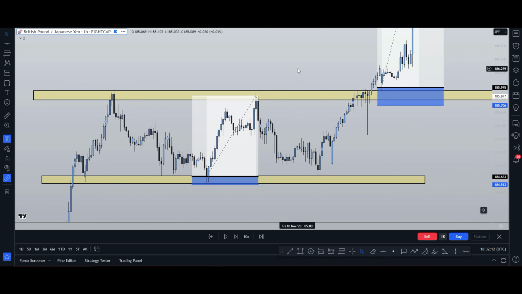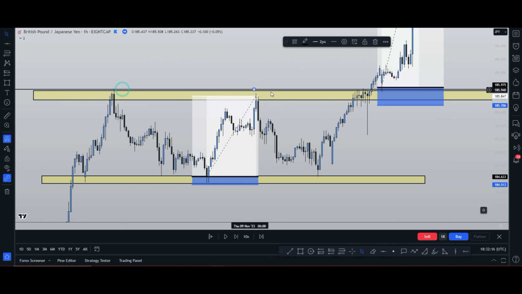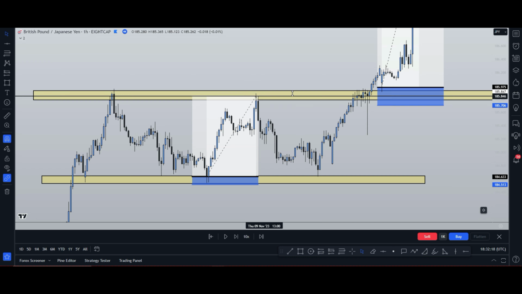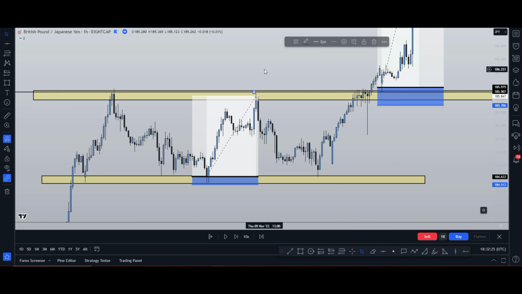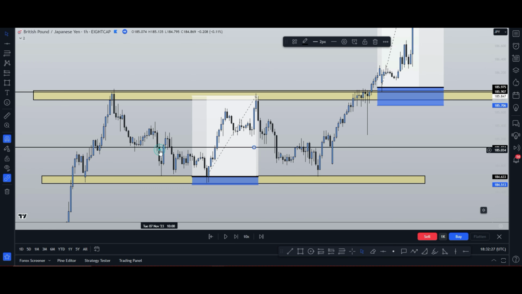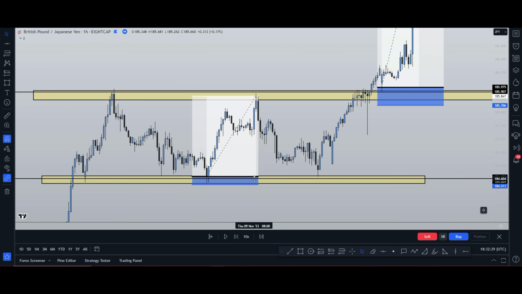Obviously, as you can see, I've already drawn these key levels. You can probably hear some background noise, the doors closing and all that. No editing involved, just want to keep this as raw as possible. So if you look at this level here, apologies for the background noise, I'm in the office.